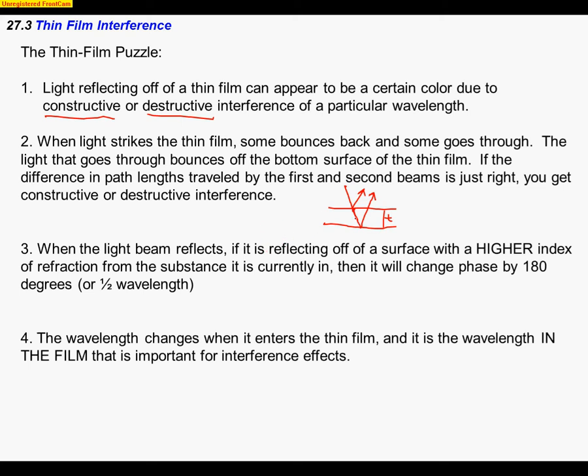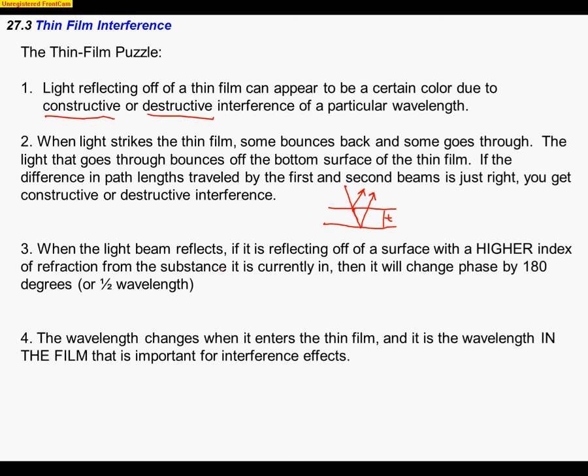So that's our approximation that we make for this. You can imagine if this extra length is exactly 1 wavelength, or 2 wavelengths, or a whole number multiple of wavelengths, then these 2 beams will interfere constructively. If this extra distance is exactly half a wavelength, or 3/2, or 5/2, then these will interfere destructively and cancel out.